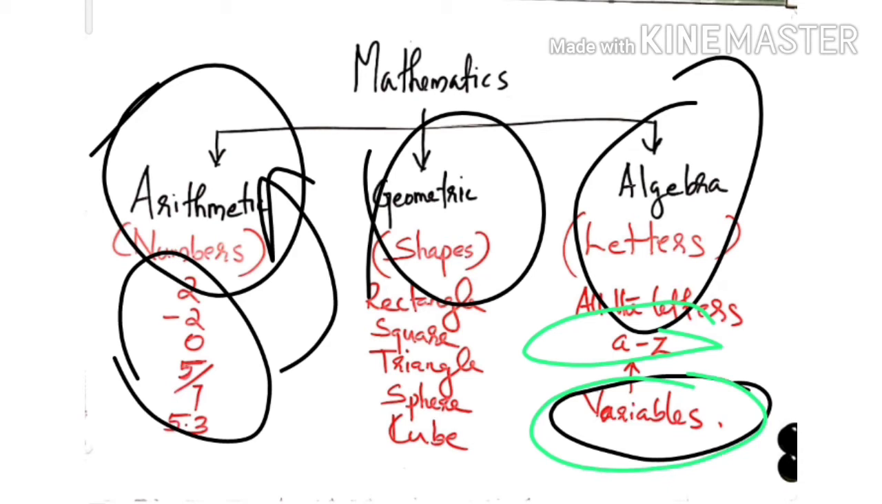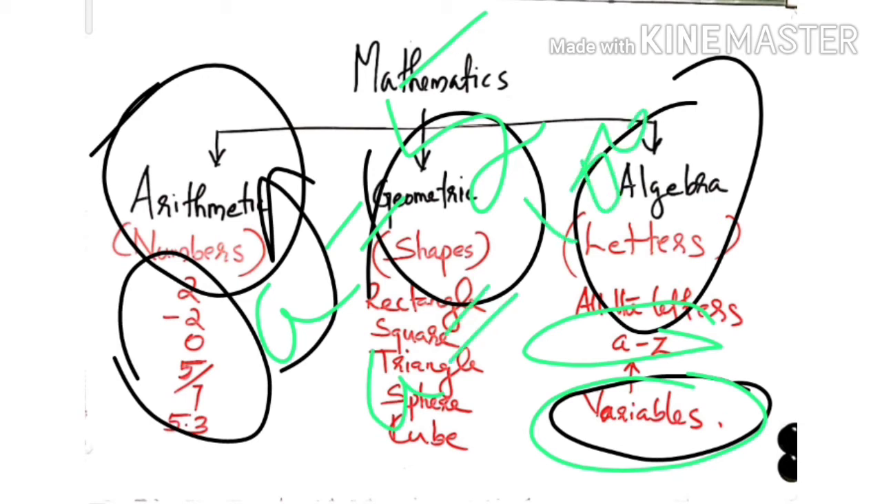Because they don't have any fixed value, which means if the value of letter A is equal to 5 in one problem, the value of A may be 1000 in another problem. So the value is not fixed. It may vary from one problem to another problem.